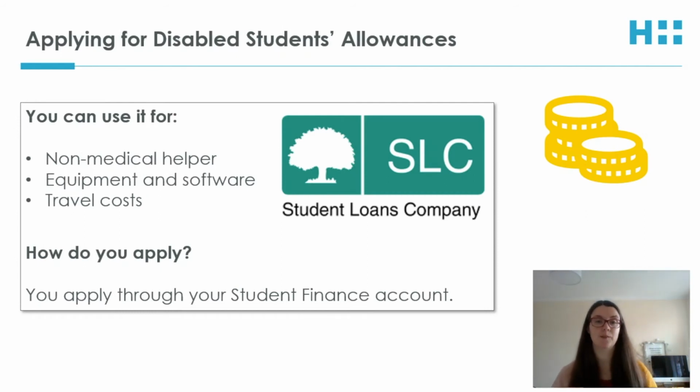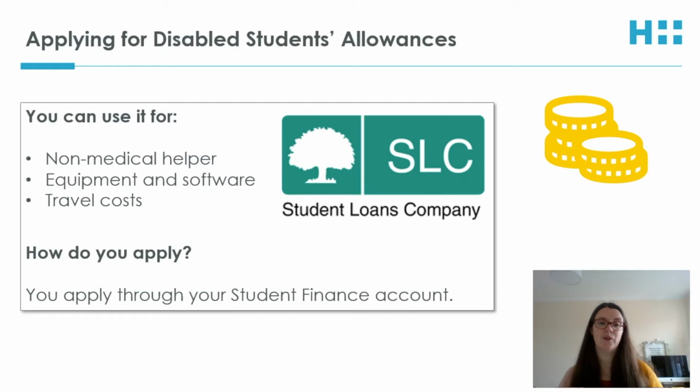And if you declare a disability, you might also be eligible for disabled students' allowances. These are also called DSAs, and that's what I'll refer to them as throughout this presentation. DSAs is money that you don't need to pay back. It covers people with physical disabilities, mental health conditions, long-term illnesses, or specific learning differences. It can be used for things like a non-medical helper, that might be something like a note taker.